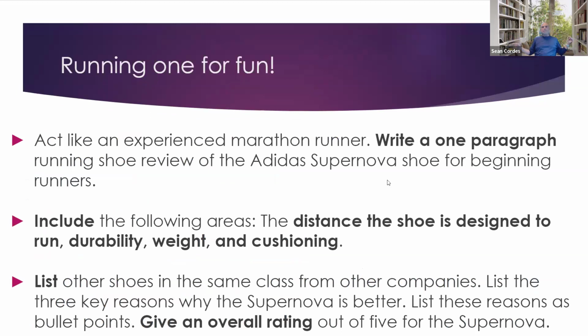So here's an example that I ran in ChatGPT. Acting like an experienced marathon runner, write a one-page review of a running shoe, the Adidas Supernova, which was one of my favorites when I ran a lot more than I'm doing now. I asked it to include the following areas in this review: the distance the shoe is designed to run, the durability, the weight, and the cushioning. I also wanted it to list other shoes in the same class from other companies. So I wanted it to give 3 key reasons why the Supernova from Adidas is better and list them as bullet points and then give me a rating that I could use for Amazon.